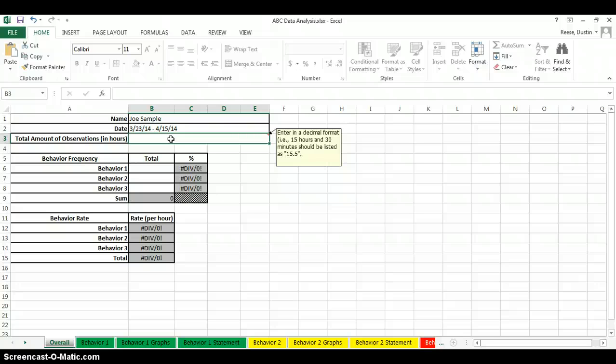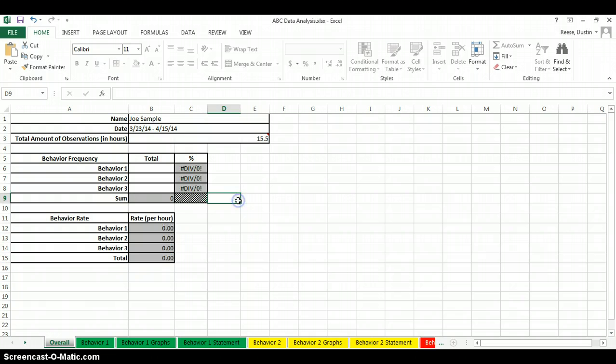So for example, if you observe for 15 hours and 30 minutes, it should be listed as 15.5. If it were 15 hours and 15 minutes, it would be 15.25 and so forth. So for this case, let's say we observe for 15 and a half hours. So we'll put 15.5. And let's say we observed 2 different behaviors that we were monitoring. Behavior 1 would be maybe disruptive behavior, and behavior 2, refusal behavior. So during those 15 and a half hours, we observed disruptive behavior 30 times and refusal behavior 17 times.